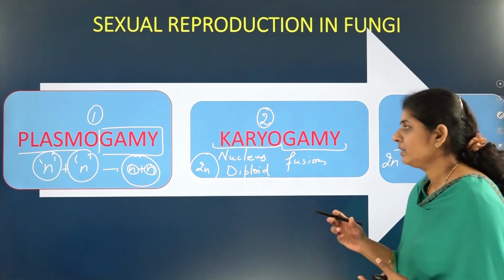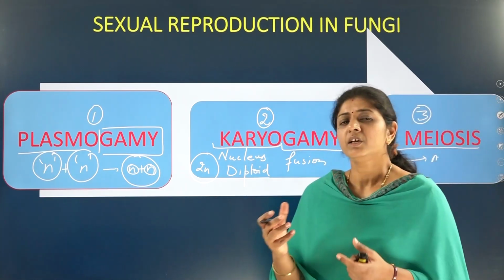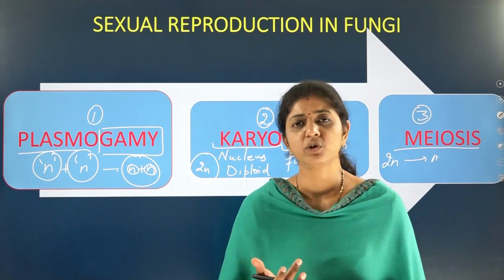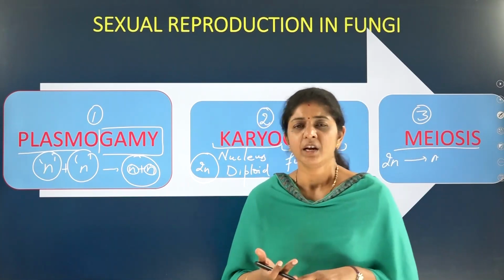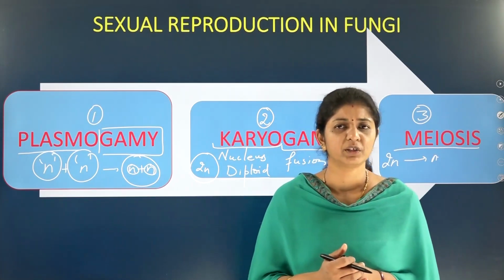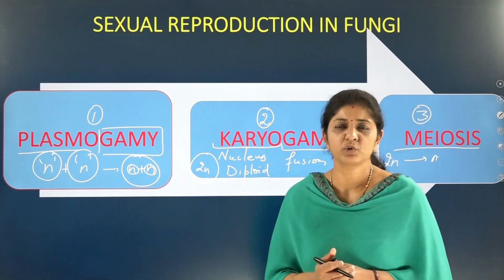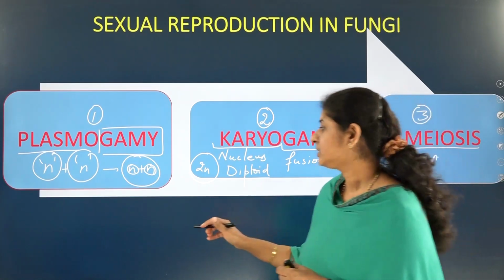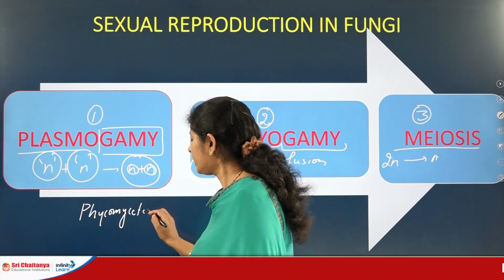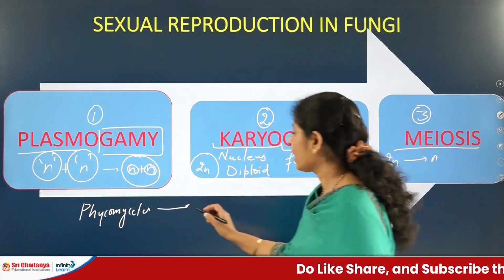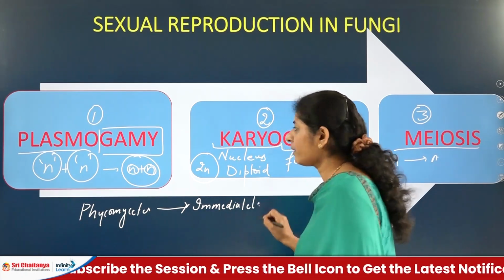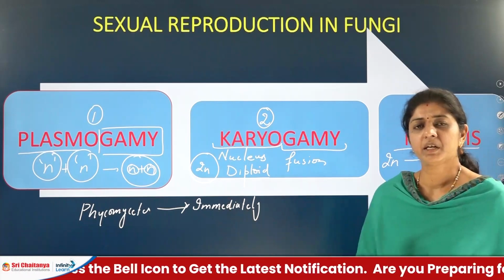Now, do remember, there is a very interesting thing here. Just now we discussed the various classes: Phycomycetes, Ascomycetes, Basidiomycetes and Deuteromycetes, right? Deuteromycetes is now out of our list, because we are discussing sexual reproduction, and sexual reproduction is not shown by Deuteromycetes. In the case of Phycomycetes, all these steps, one after another, happen immediately. There is no gap.